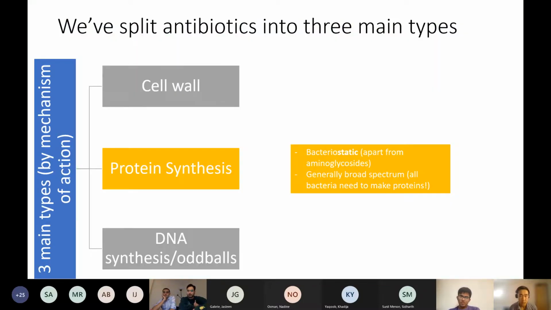Then we're going on to the protein synthesis antibiotics, and these are mostly bacteriostatic, apart from aminoglycosides. Those are the odd one in the bunch, and they're generally quite broad spectrum because if you think about it, all bacteria need to make proteins. The difference with that and cell walls is that bacteria have different cell wall structures with the gram-positive and gram-negative ones. So introducing to you our next lot of heroes.